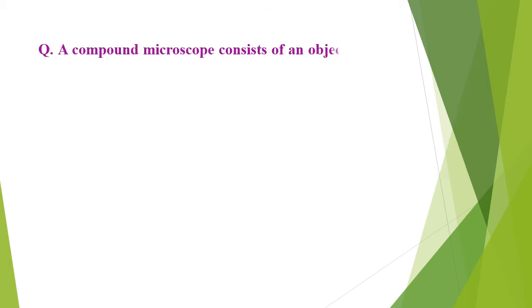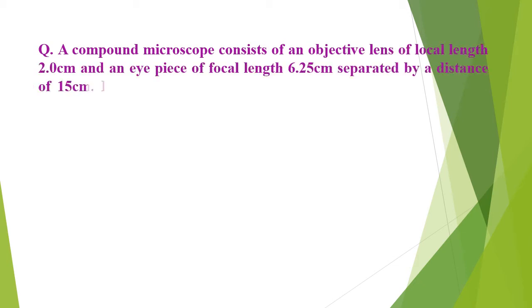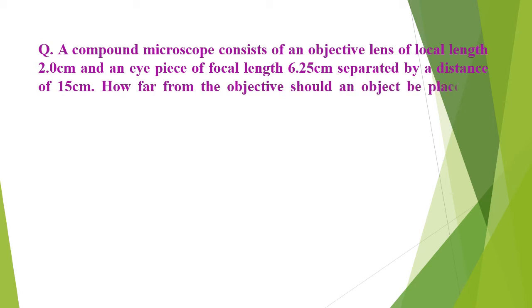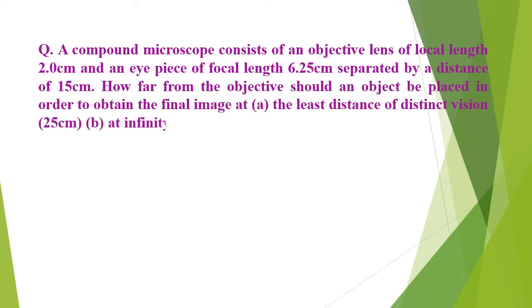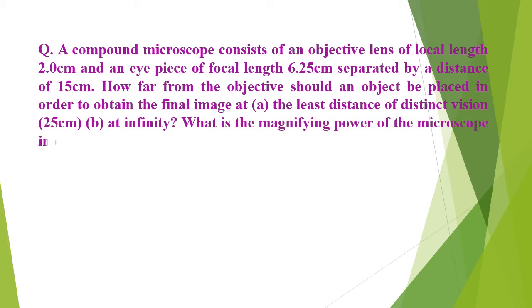A compound microscope consists of an objective lens of focal length 2.0 centimeter and an eyepiece of focal length 6.25 centimeter separated by a distance of 15 centimeter. How far from the objective should an object be placed in order to obtain the final image at first case, the least distance of distinct vision at 25 centimeter, second one at infinity. What is the magnifying power of the microscope in each case?